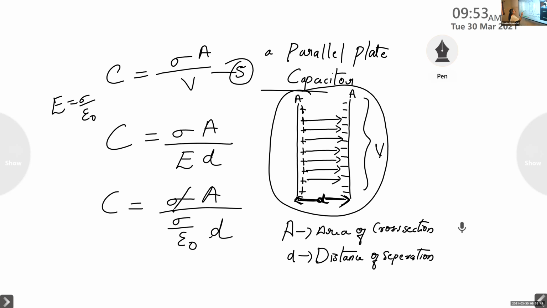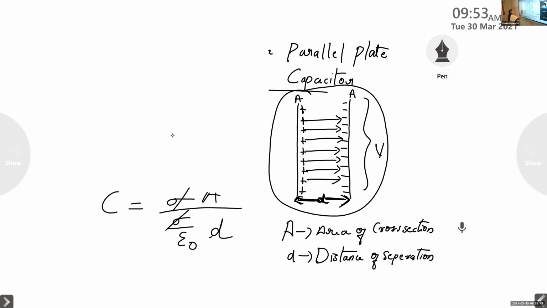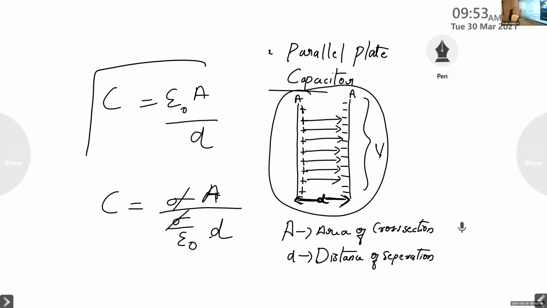Here, this sigma and this sigma cancel. So finally, we get C is equal to epsilon 0 A divided by D. This is the capacitance of a parallel plate capacitor.